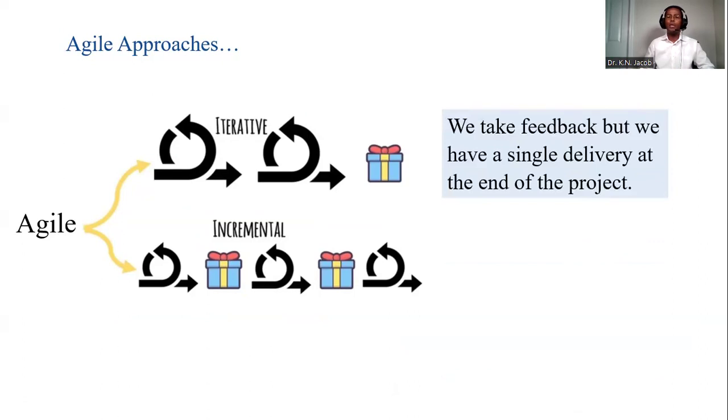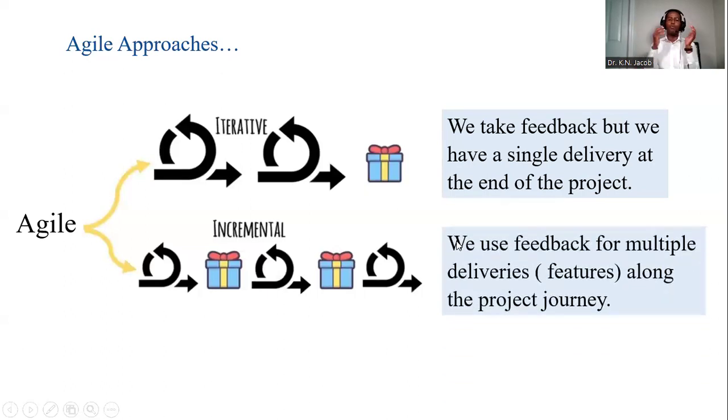Iterative means we take feedback, but we have a single delivery at the end of the project. Incremental means we use feedback, of course, from the end user for multiple deliveries of features along the project journey. Now, let me use a very simple example that will explain. Let's assume our company is Microsoft and we are developing MS Office. Iterative means I develop MS Office, and once the entire office is done, I release it to the market as a single delivery. That's iterative.